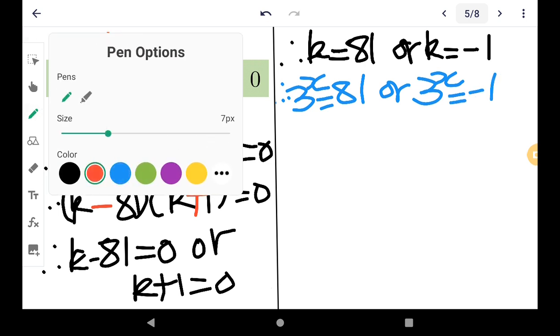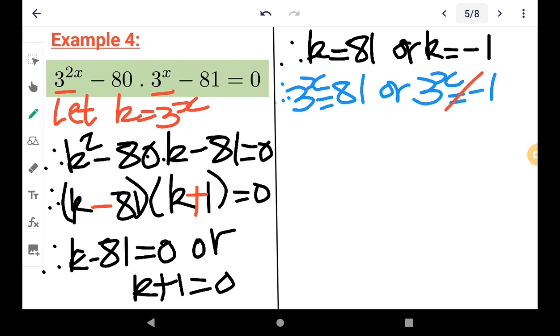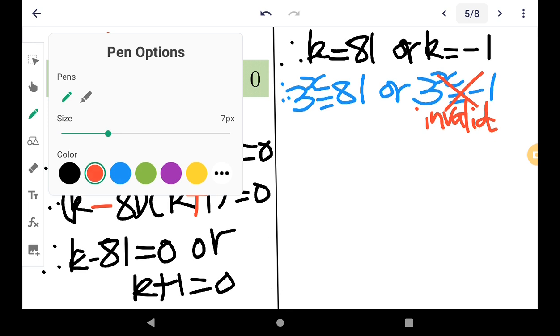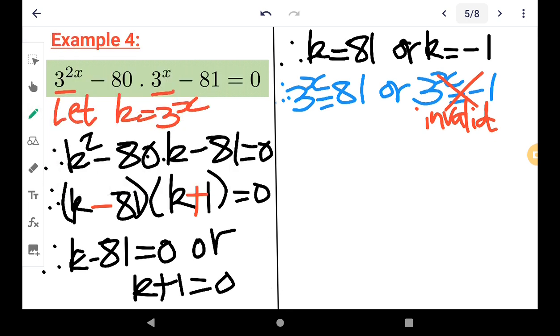Notice that this is invalid. There is no way this power can be negative at any point in time. Therefore, that's what makes it invalid. There's no number that you can substitute for x that will give you a negative number.